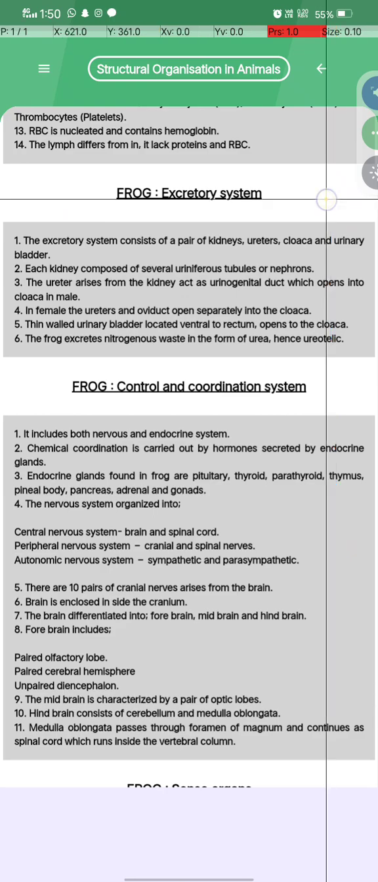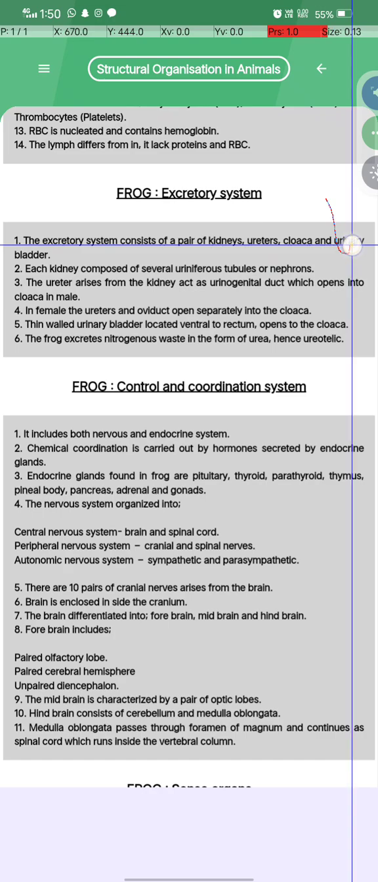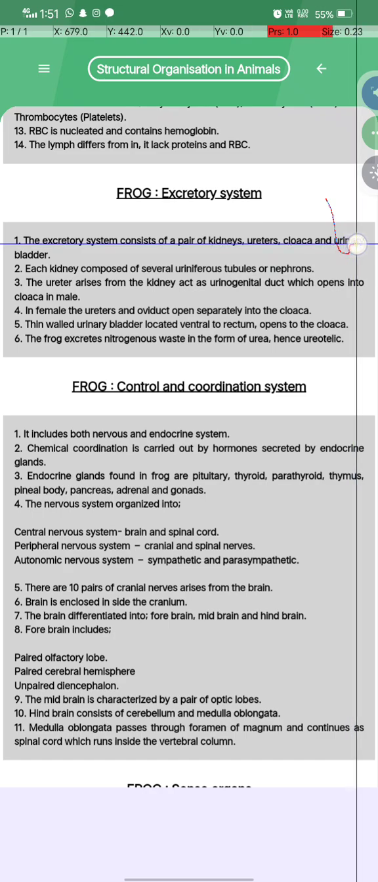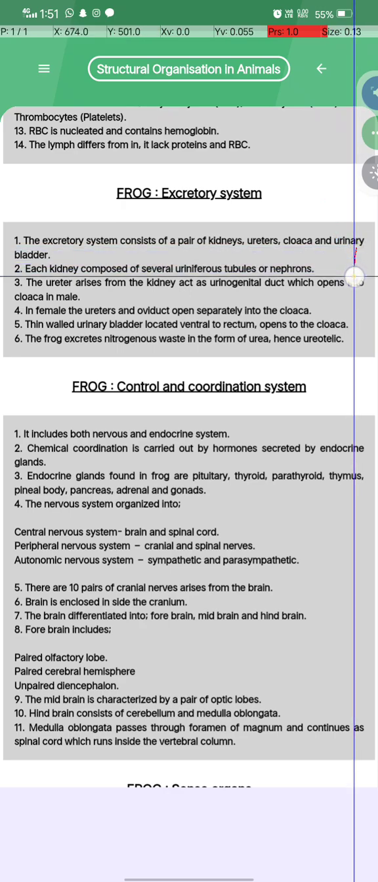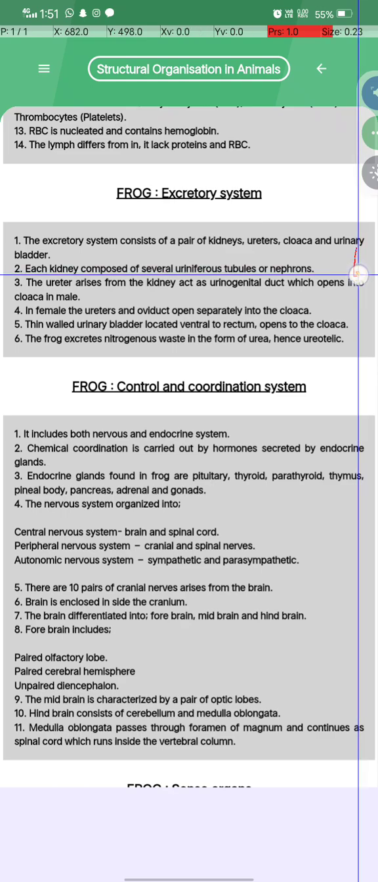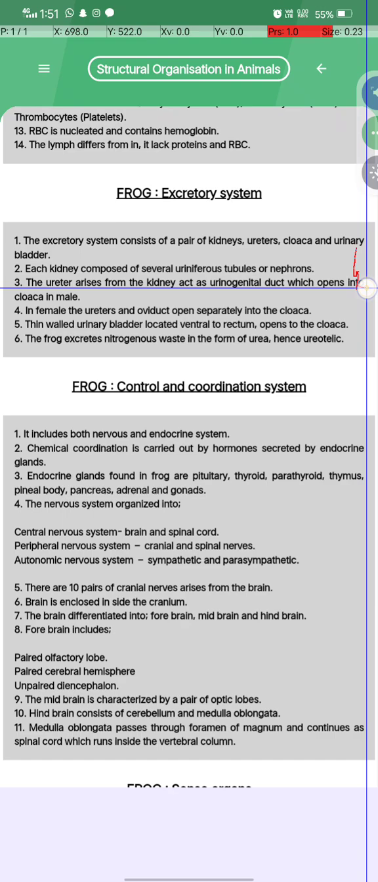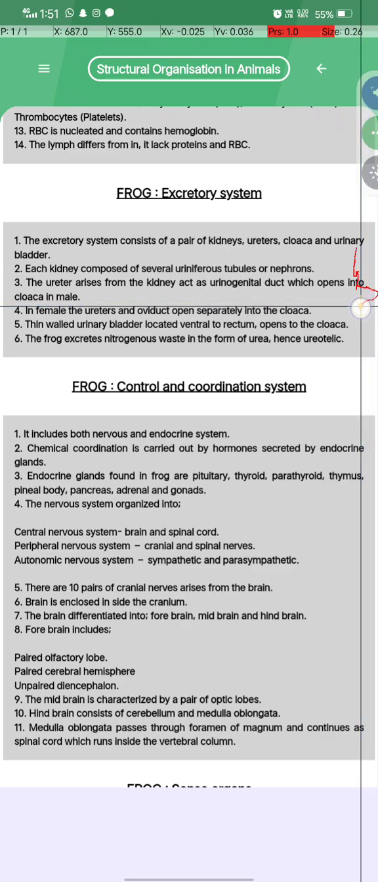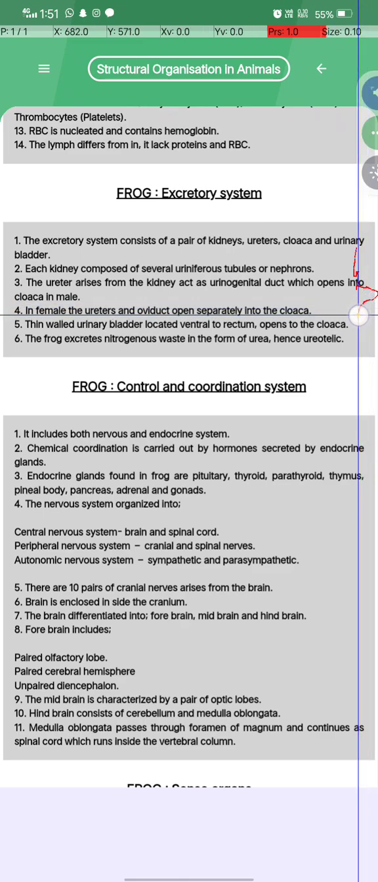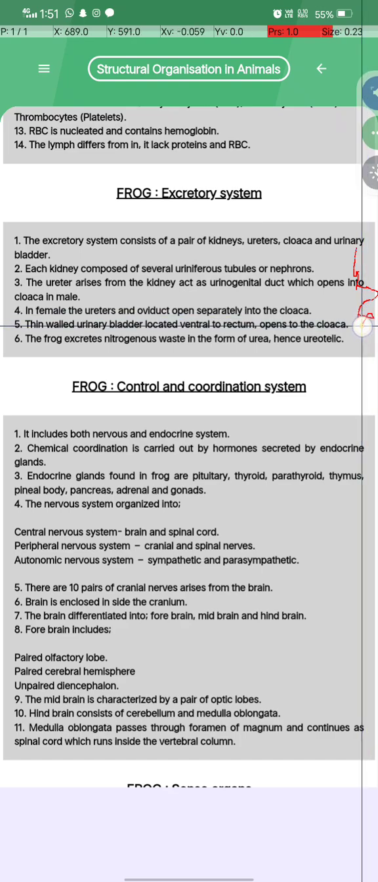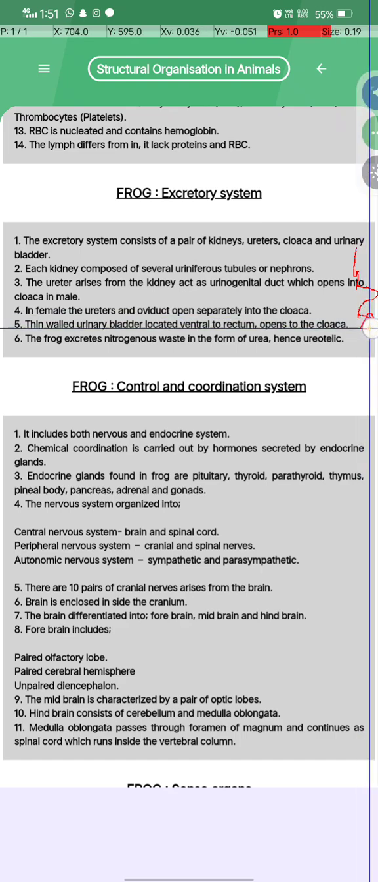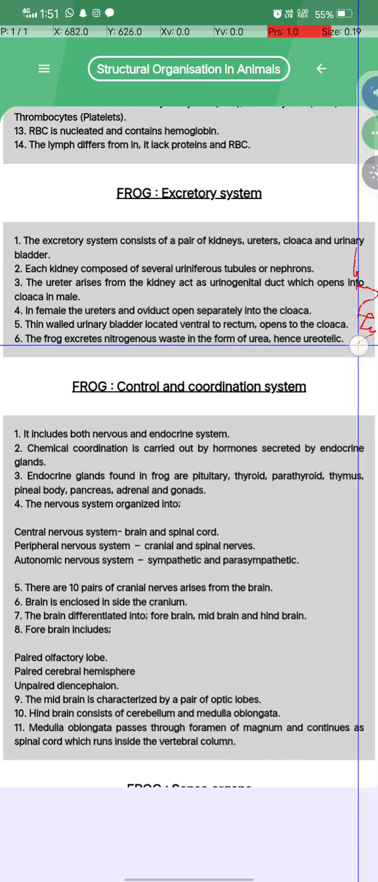Frog excretory system. The excretory system consists of a pair of kidneys, ureters, cloaca, and the urinary bladder. Each kidney is composed of several uriniferous tubules or nephrons. The ureters arise from the kidney and act as a urinogenital duct, which opens into the cloaca in male. In female, the ureters and oviduct open separately in the cloaca. The thin-walled urinary bladder is located ventral to the rectum and opens into the cloaca. The frog excretes nitrogenous waste in the form of urea, and hence is ureotelic.